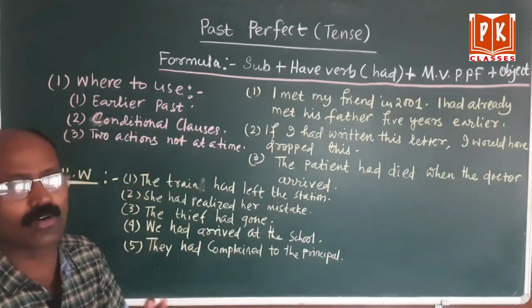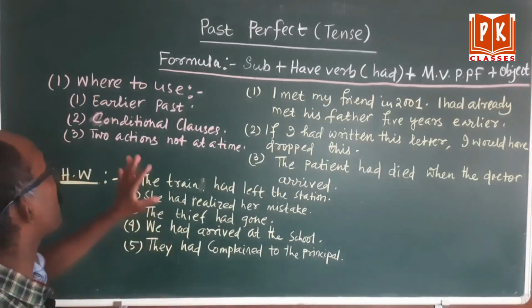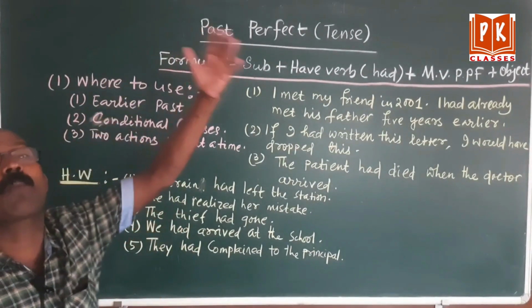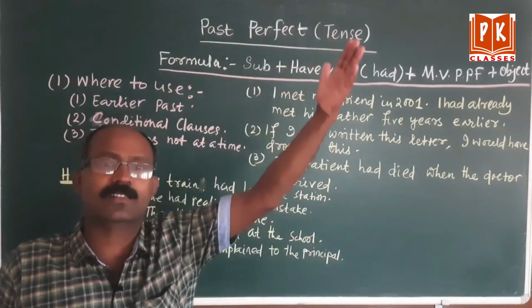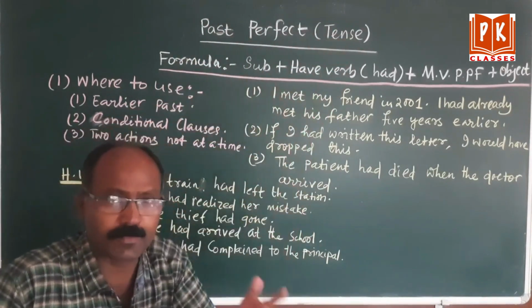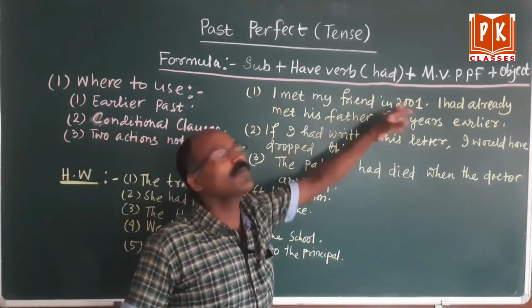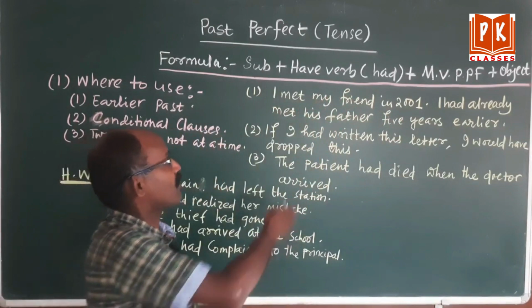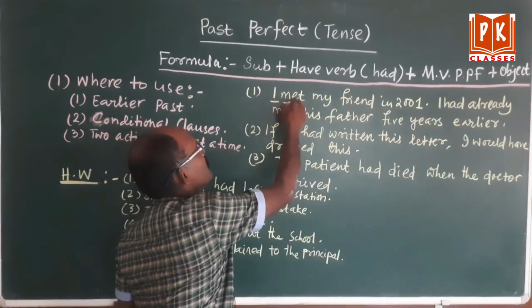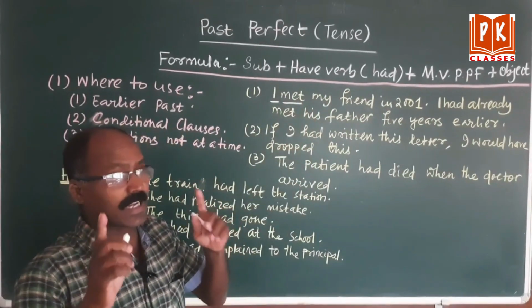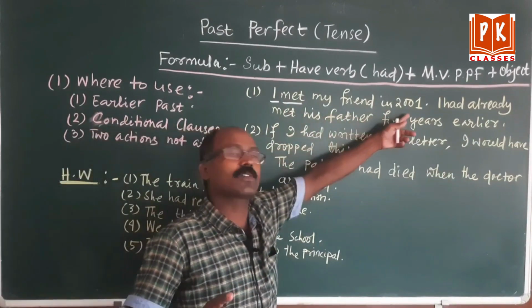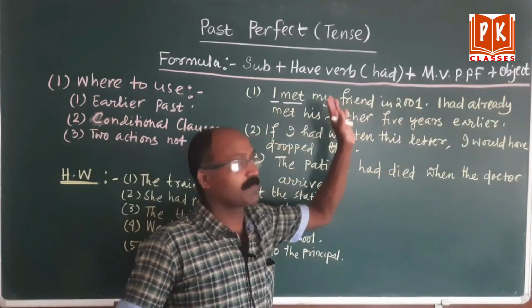Then we will know where we have to use past perfect. Simply, we have to know where we have to use past perfect. That means earlier past. For example, we can say: I met my friend in 2001. I met my friend. It is in past simple. See, I met. Met means past simple. Please try to understand. I met my friend in 2001. Clear? It is past simple.